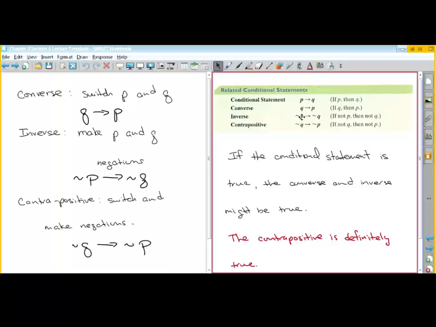A lot of people try to use that as logic, like if that animal has feathers, then that animal is a bird. The converse would be if that animal is a bird, then that animal has feathers, which in most cases is true. If you see an animal that has feathers, it's most likely a bird. I can't think of any right now. Are there any animals that have feathers that are not birds?